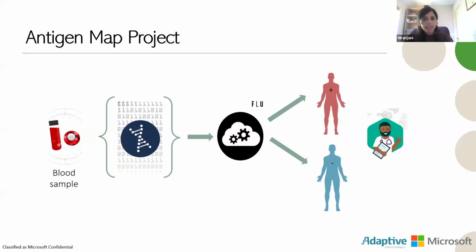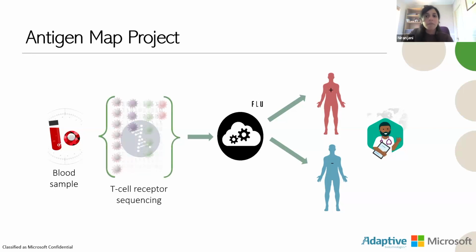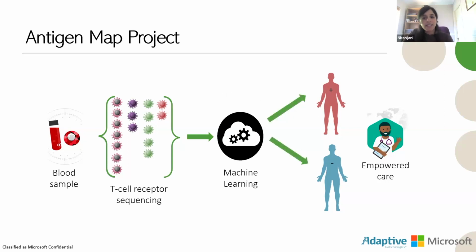So the overall pipeline looks something like this. We take blood samples from various individuals with known exposure status to the disease we're interested in. From these blood samples, T-cell receptors are sequenced and counted. This data set of repertoires and disease labels is passed through a machine learning model, and that allows us to classify individuals as having or not having disease, hopefully empowering care providers downstream. And we're hoping that this is possible not just for infectious disease, but conditions such as autoimmune disease or cancer.